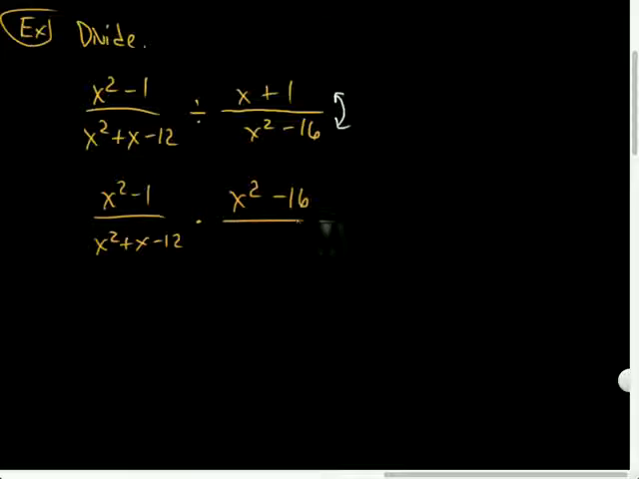Multiply by the reciprocal. X squared minus 16 over x plus 1. So I just changed it to multiplication. Now it's exactly like the other problem. Normally, I wouldn't even rewrite this step. In the process of doing this, I would have already started my factoring. But for the sake of our notes on this one example, it's probably not a bad idea to write that step down.